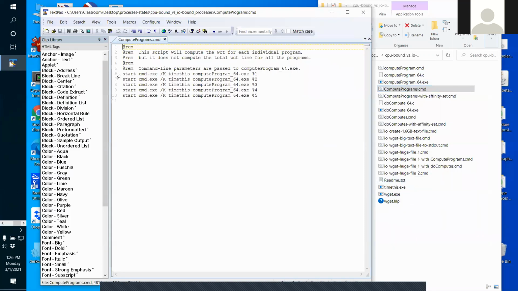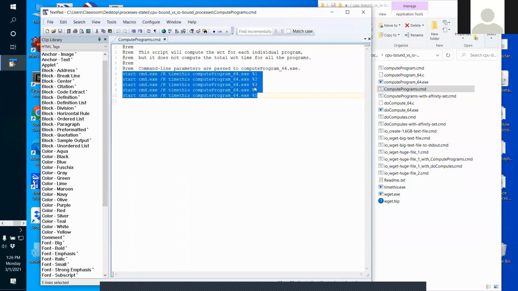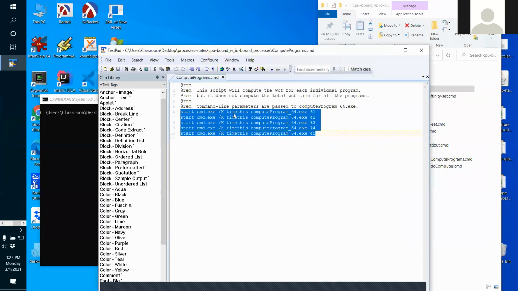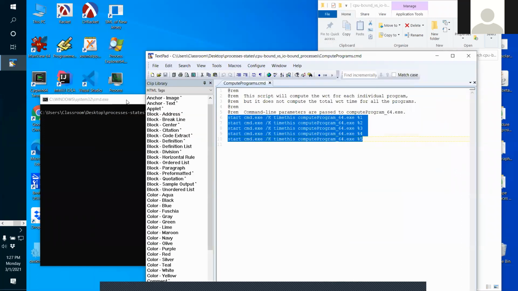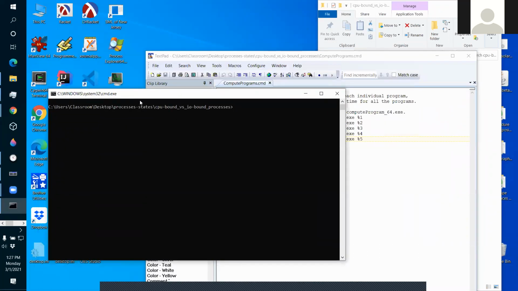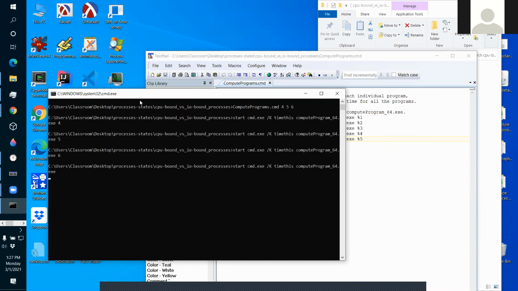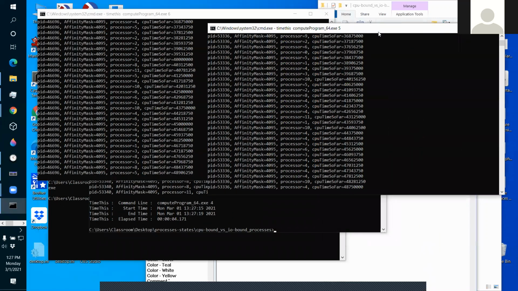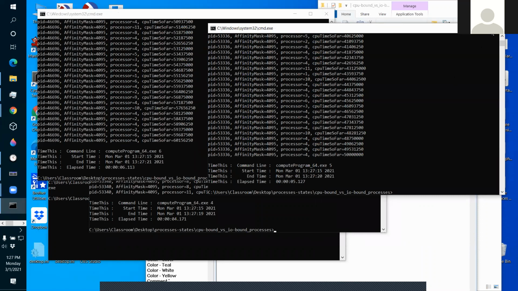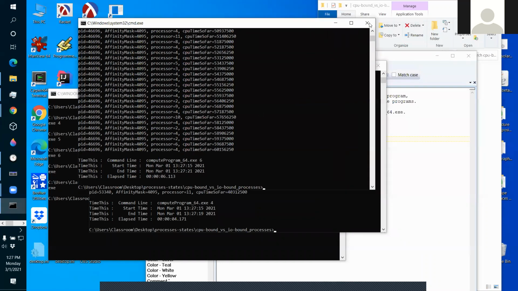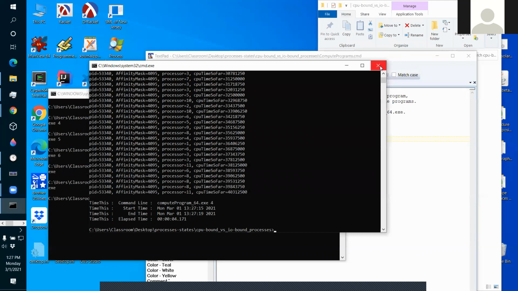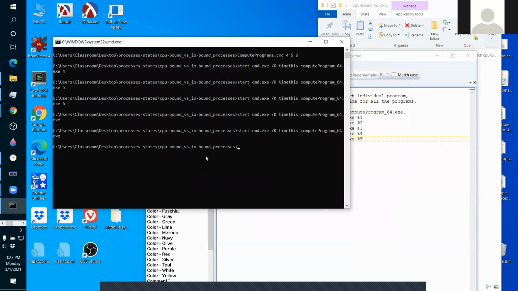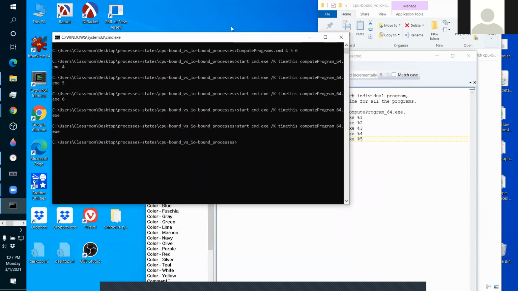See, it times each one of these, but does not time the whole thing. It just times each one of them. So if you run this one, it is compute programs. If I say run a 4, 5, and a 6-second job, it tells me how long each one took. See, one took 5 seconds, one took 6 seconds, and one took 4 seconds. But I don't know how long the whole thing took.